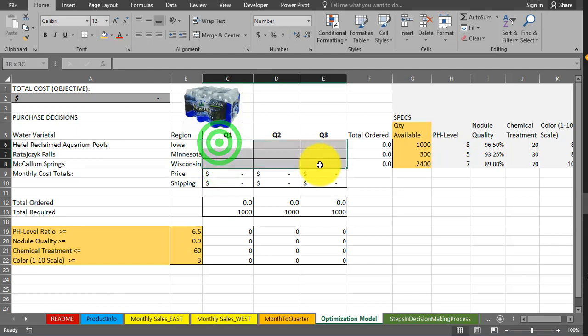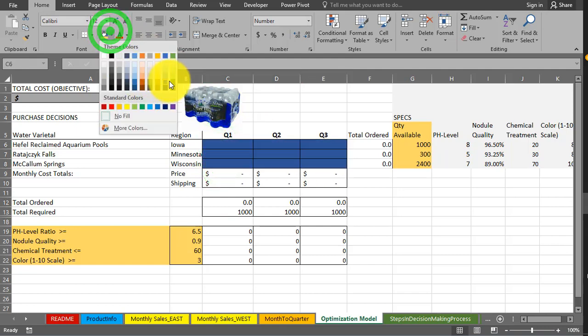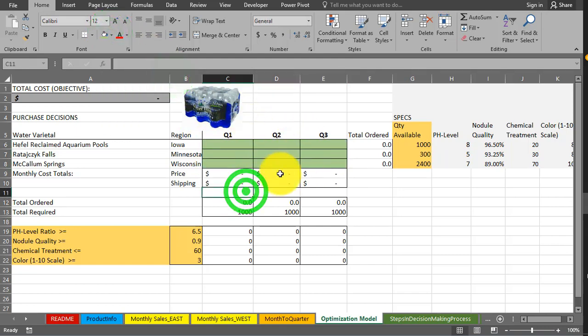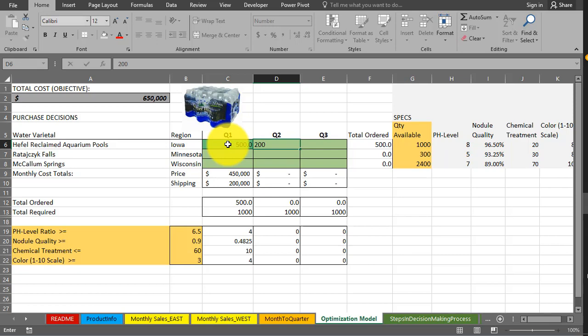Now remember, and I'm going to color this green, Excel gets to play in here. Solver gets to play in this green stuff here and decide, do I order 500 from Hayful, and then 200, and then 300? Solver gets to play with those decisions, okay?